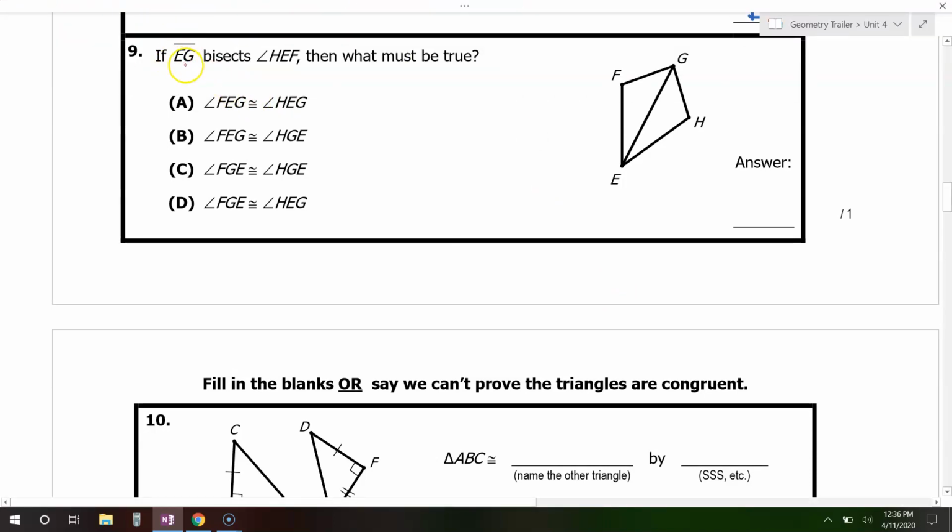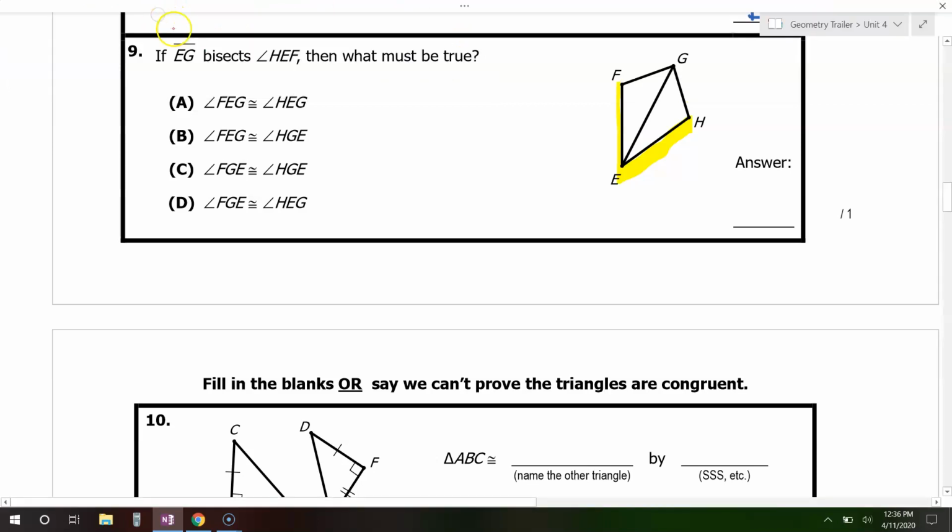Segment EG bisects angle HEF. Then what must be true? Highlight angle HEF. Here's H to the E to the F. There's angle HEF.